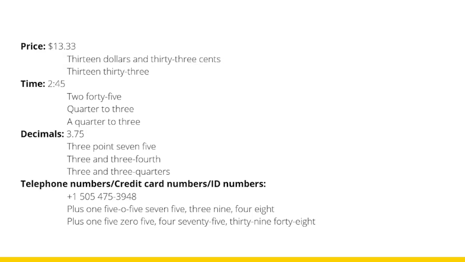And the last one we have is about telephone numbers, credit card numbers, and ID numbers. Here, for example, you have a number, and this number can be said as the following: +15057539948, or we can say it as +150547539948. So you have to make sure before you take your IELTS test, you are aware of the numbers and how they can be said differently.